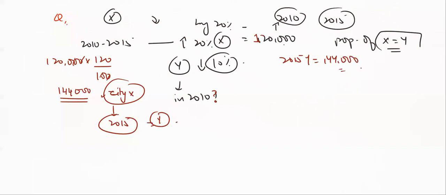But wait a second. The question is saying that the population of city Y basically decreased by 10%. So the 2010 population, I am writing 2010, multiplied with 10% decrease, so 10% decrease means 90% is left, is equivalent to 144,000.